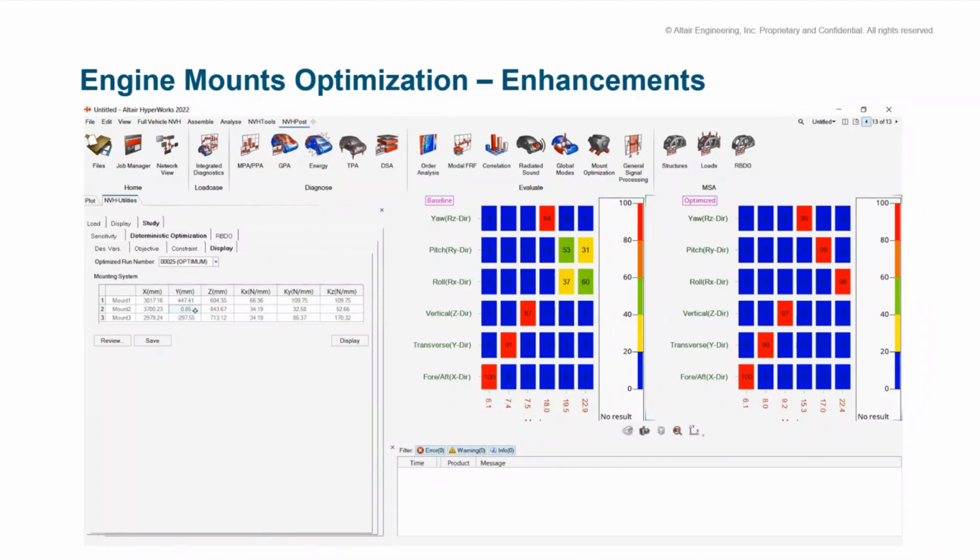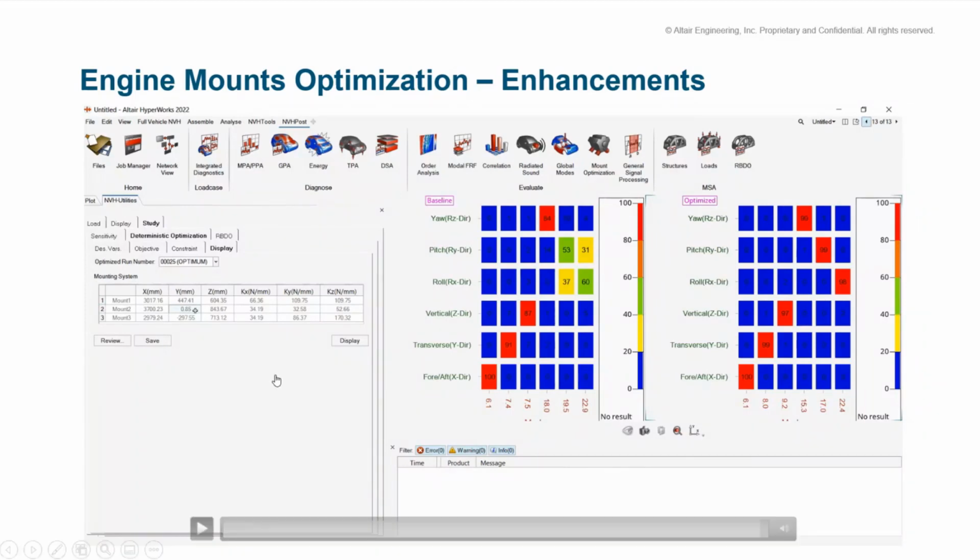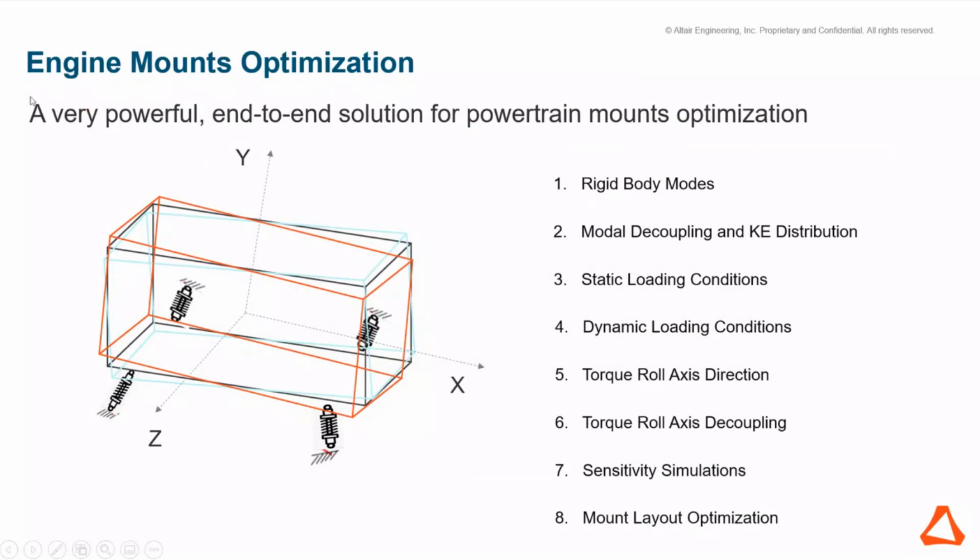So nonlinear stiffness of the mounts, as well as equation-based constraints for the stiffnesses. So now the engine mount optimization utility has become very powerful, and it's an end-to-end solution for powertrain mounts optimization, which can cover rigid body modes, modal decoupling, kinetic energy distribution, static loading conditions, dynamic loading conditions, torque roll axis, direction and decoupling, sensitivity simulations, as well as optimization of the powertrain mount layout. So it is very much complete.